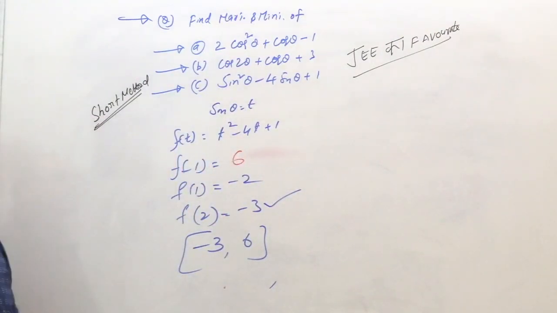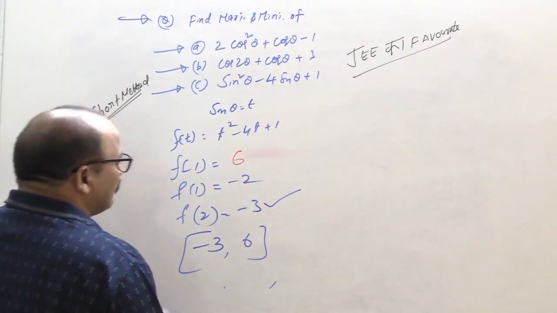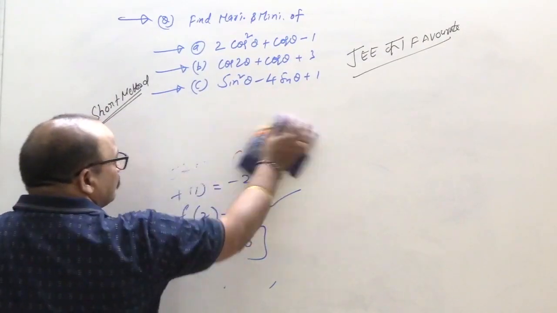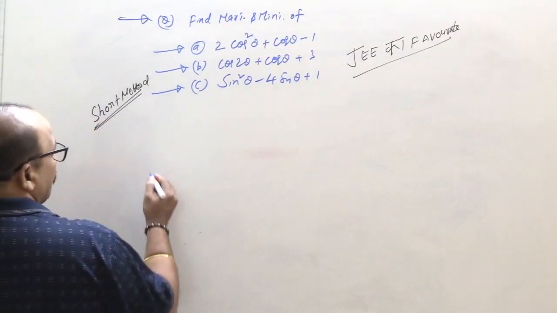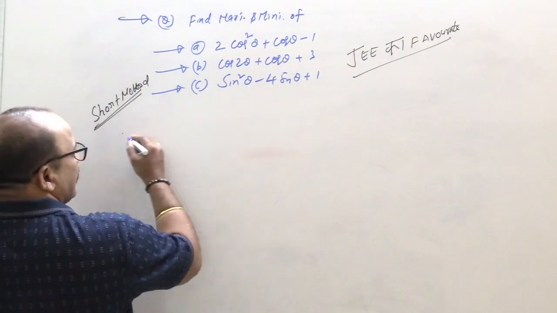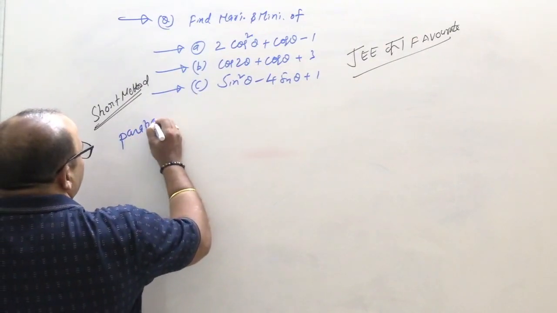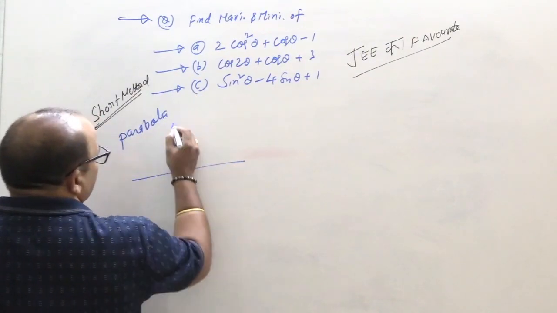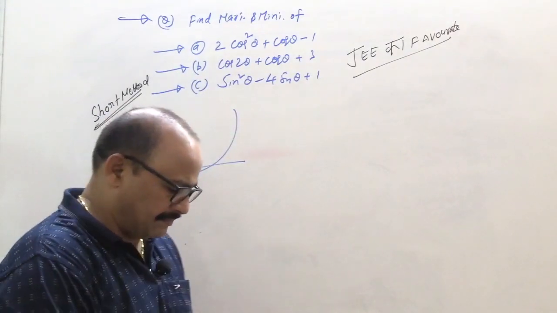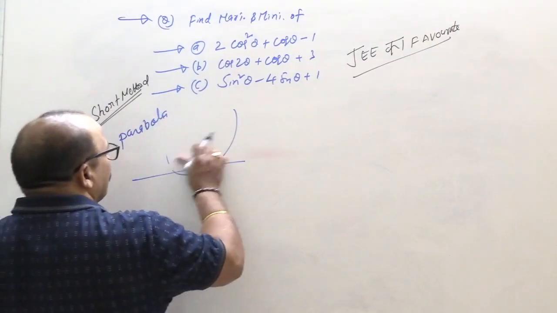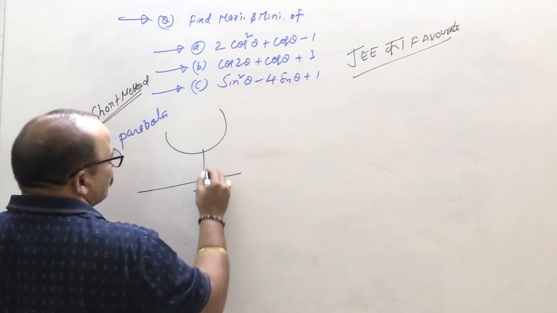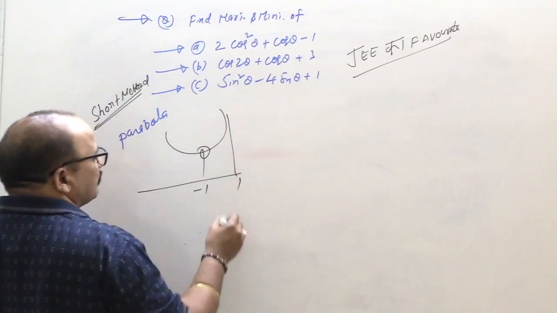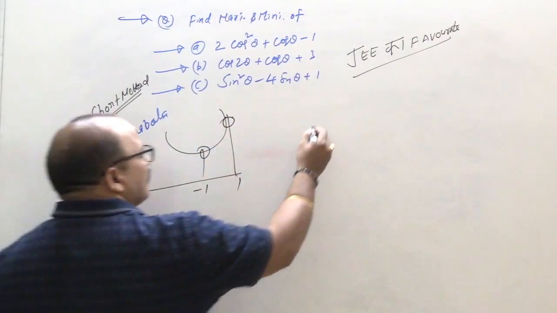Yes, what is the reason behind this, sir? Why do we apply these values? The logic is this: this is a parabola graph. Every quadratic equation is a parabola. This is the graph, maybe like this. Now I am applying minus 1 for the minimum and plus 1 for the maximum, so this is the minimum value and the maximum value.